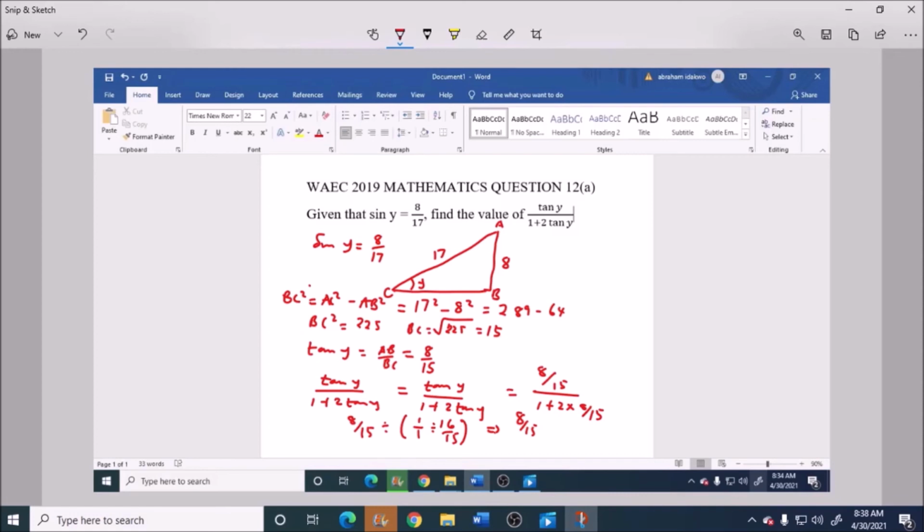So here we have 8 over 15 times 15 over 31, which is equal to, because this one we cancel out, we are left with 8 over 31. Okay, so that is the solution to the expression.